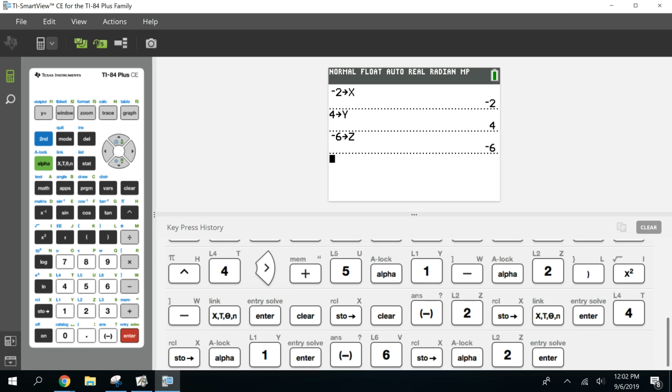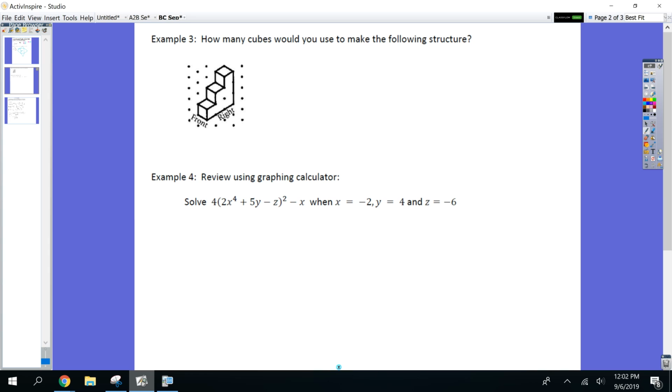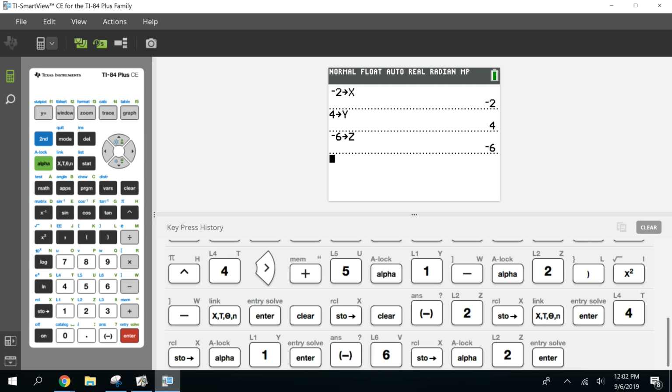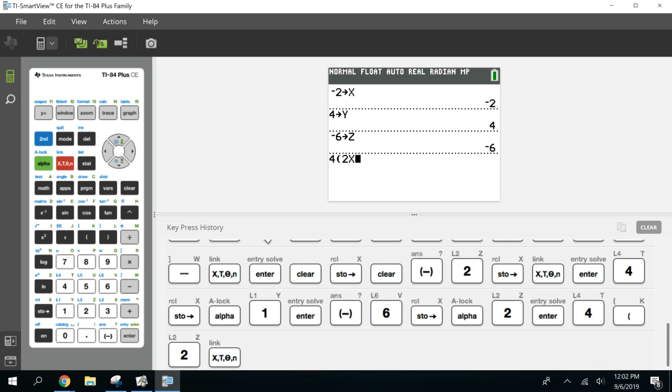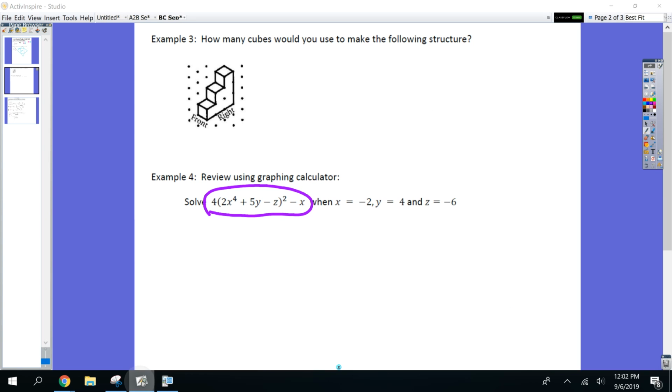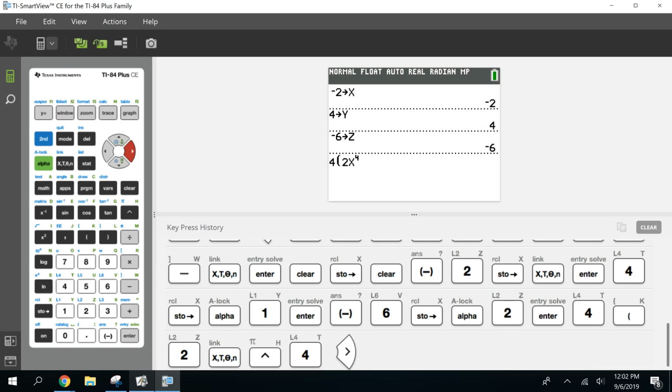What are we asked to solve? 4 times 2x to the 4th, all the way through. So I am going to type this exactly how it is right now into my calculator with the variables, because your calculator will plug in the numbers. So 4 times, was it 2x to the 4th? You guys remember how to do to the 4th or to the 5th or to the whatever? Caret button. 2x to the 4th. What else do I have here? Plus 5y. Remember how to get the y, alpha 1. So plus 5y.